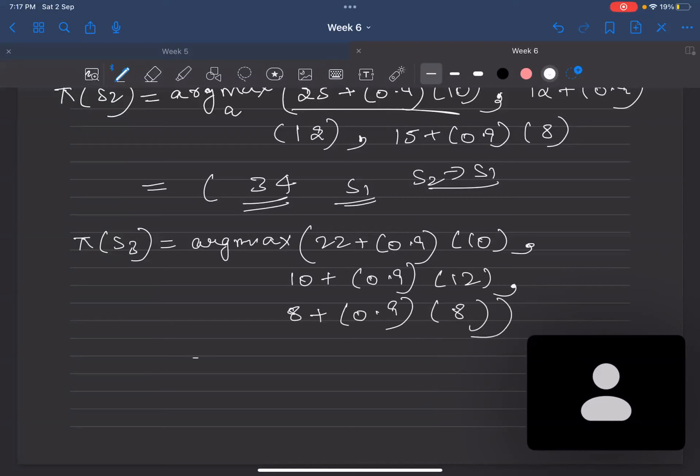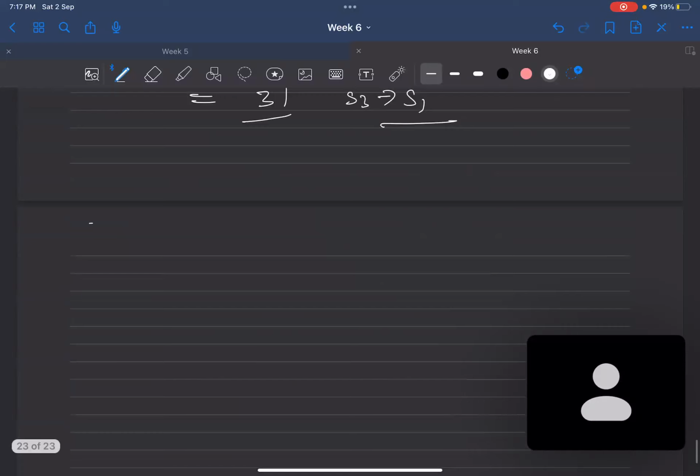S3 to S1 is the best: 22 plus 0.9 into 10, that is 31 basically. This was iteration 1. We did two steps, policy evaluation and policy improvement. Let's go with iteration 2. We'll solve two iterations only.